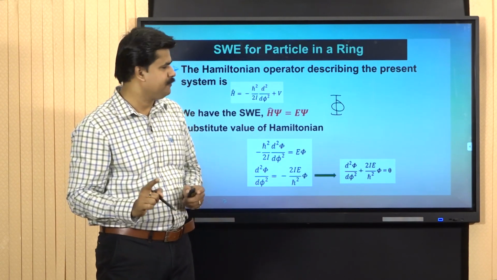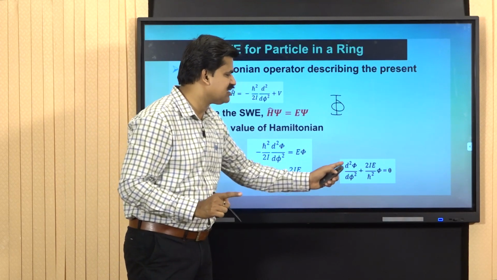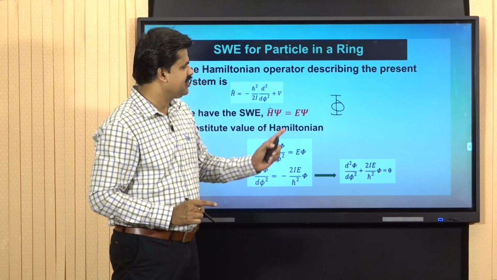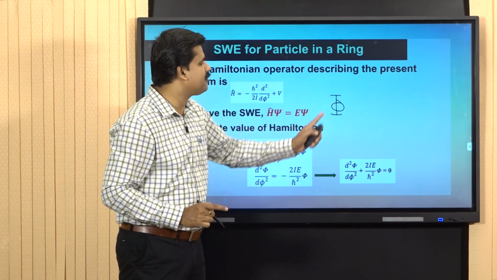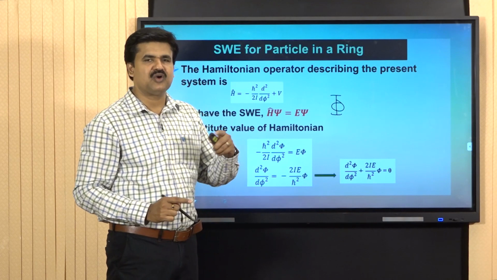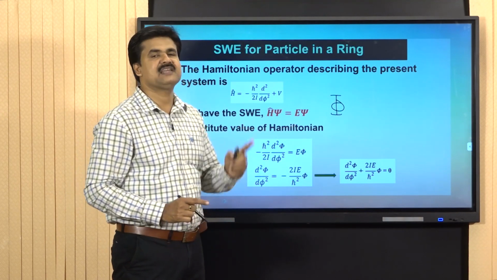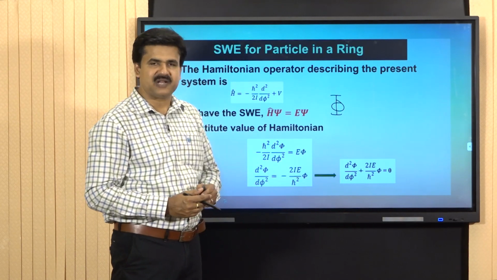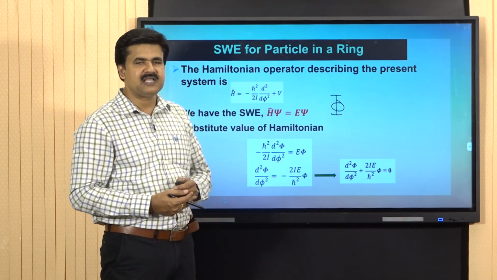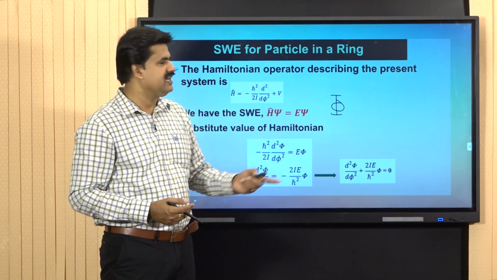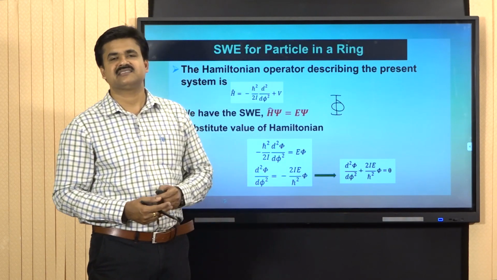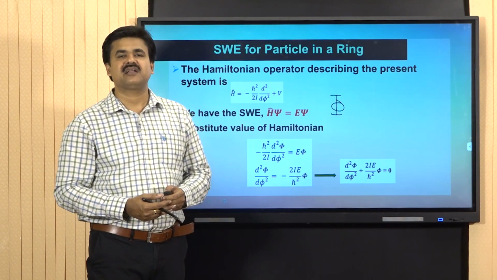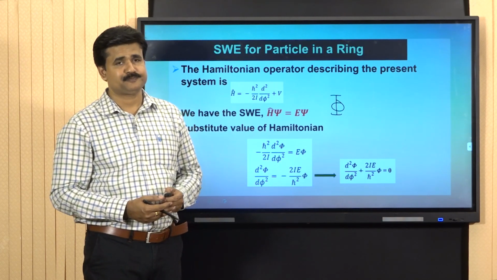It should be noted that the term big Phi, capital Phi, represents the wave function of a particle in a ring. That is the final equation once again, d square Phi by d small phi square. That is the differential of this capital Phi with respect to small phi. Small phi is the variable and the capital Phi is the wave function. So, d square Phi divided by d phi square plus 2IE divided by h cross square into Phi is equal to 0. This is about the Schrodinger wave equation for a particle in a ring problem.